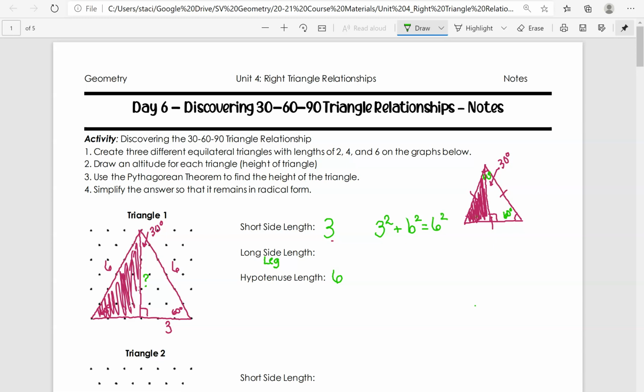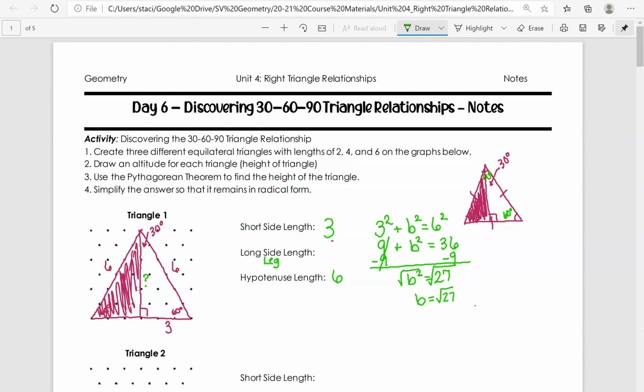So then that would be my equation. And if I start to solve this, I need to square 3 squared and 6 squared and actually calculate that. And then I'd have to subtract 9 from both sides. Forgot my b squared there. B squared is 27. And then to undo a square, I have to take the square root, and I get b equals the square root of 27.